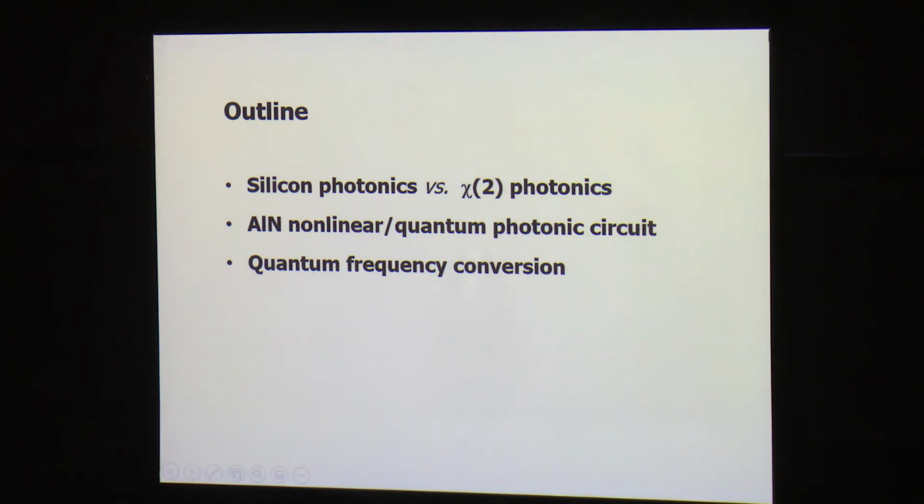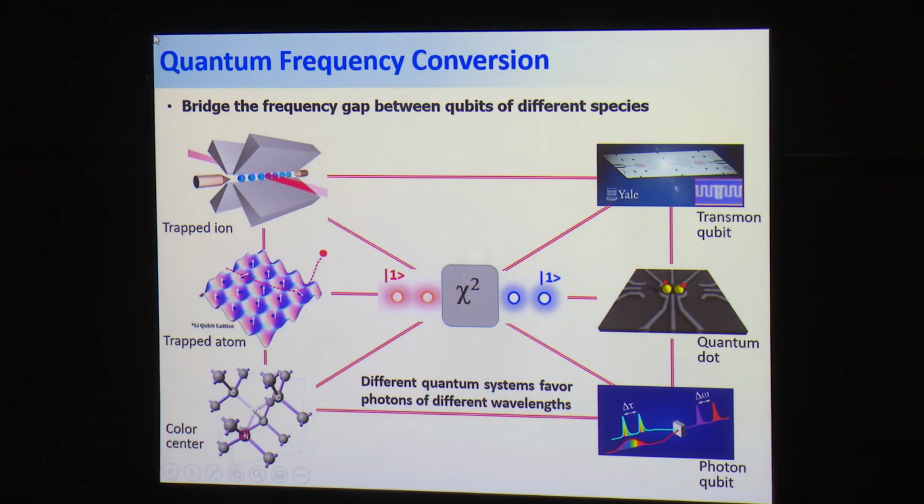All right, let me move on and talk about quantum frequency conversion. That's really an application of these aluminum nitride nonlinear devices. So why do we need a frequency converter? As we know, many different species of qubits are now being studied in the quantum science and technology areas. You have trapped ions, and you have transmon qubits. You have trapped atoms, color centers, spin qubits, and photonic qubits. Each of these qubits has its advantages and disadvantages. So for a future network, as one of the papers by Professor Kimble points out, you would like to make a network of those qubits.